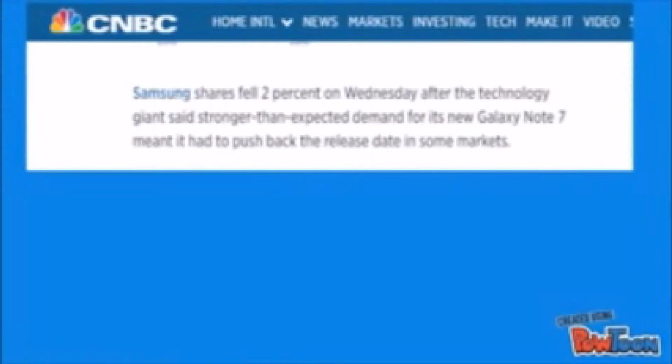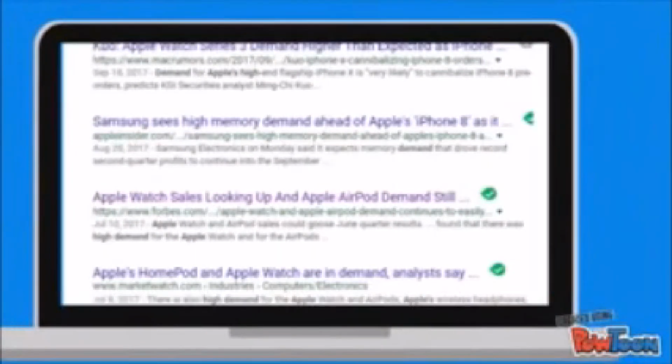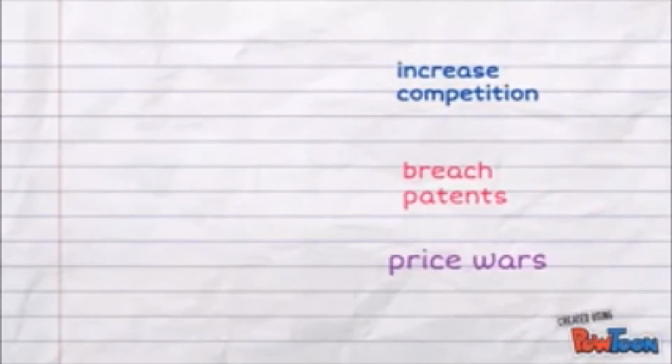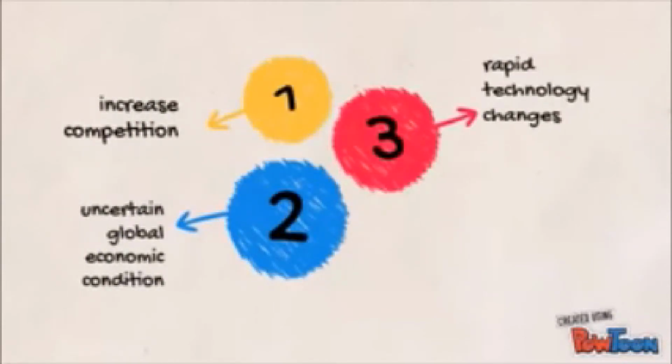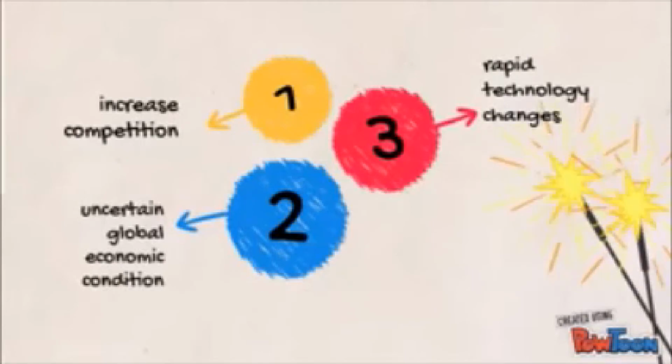In terms of opportunities, Samsung has strong customer demand for innovative products. Meanwhile, Apple has high demand and a strongly growing mobile advertising market. Threats for Samsung are increasing competition, patent breaches, and price wars. Meanwhile, for Apple, they are increasing competition, uncertain global economic conditions, and rapid technology changes.